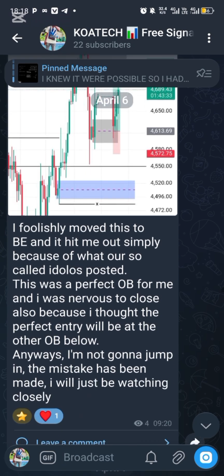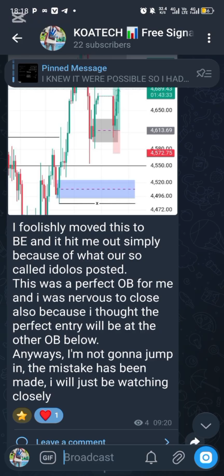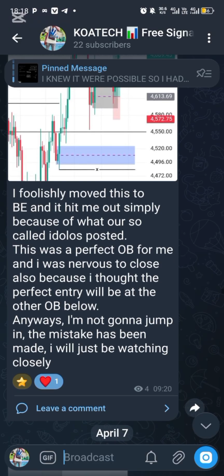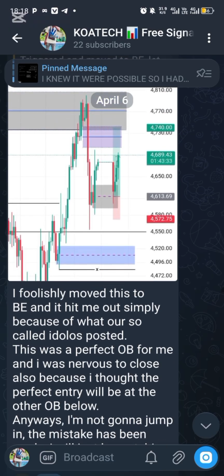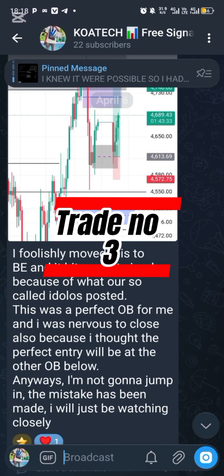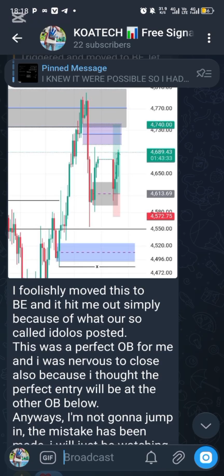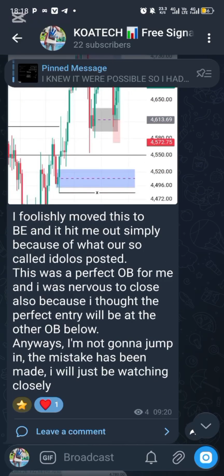I foolishly moved this to B. I regretted it to the core. But that's by the way. This one is gone and I am not going to make this kind of mistake again, so help me God. So this is trade number 3. It was a break-even trade. Now let's go to trade number 4.